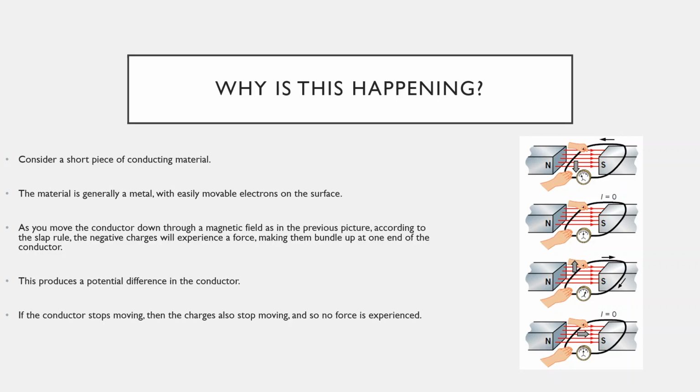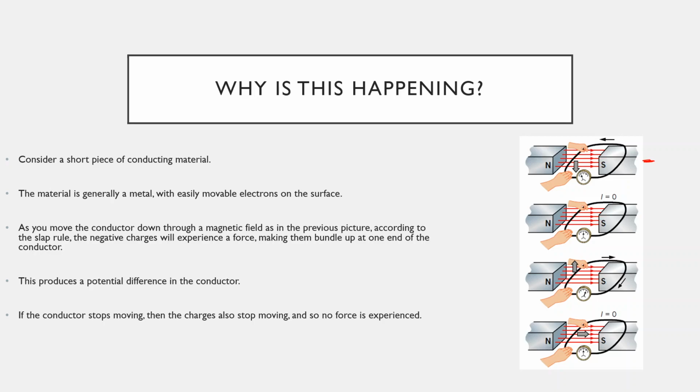Metal is one of those substances which happen to have very easily movable electrons on its surface. And that's why it makes such a good electrical conductor, because the electrons can very easily move throughout the material, and it's the motion of the electrons that is basically what electricity is. Now let's take that piece of wire and move it down through the magnetic field, just like in this first picture here. So we've got this piece of wire, and we're moving it down through the magnetic field.